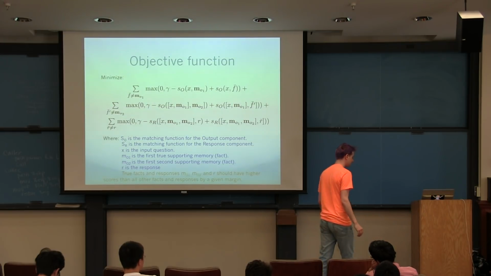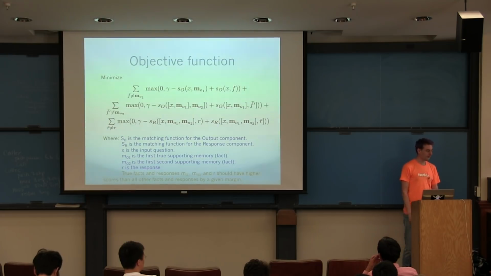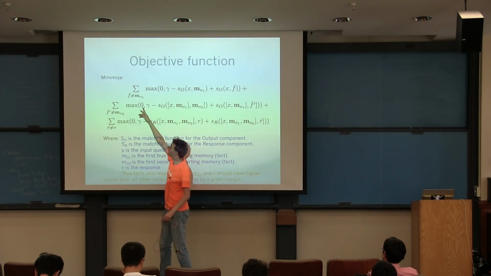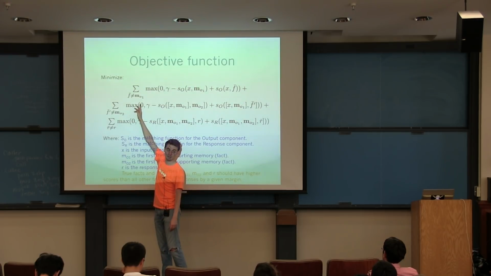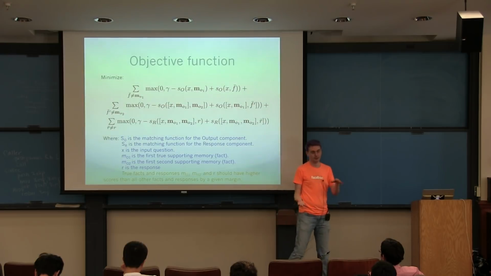So this one should be faster, right? Because you don't have to go through all. Yeah, that's the nice thing about this. If you've got a ton of memories, you can train this. So in this sum, where you're saying all F not equal to MO1, you can subsample the negatives.